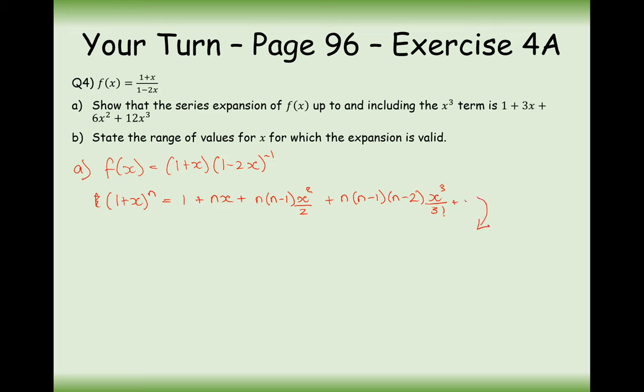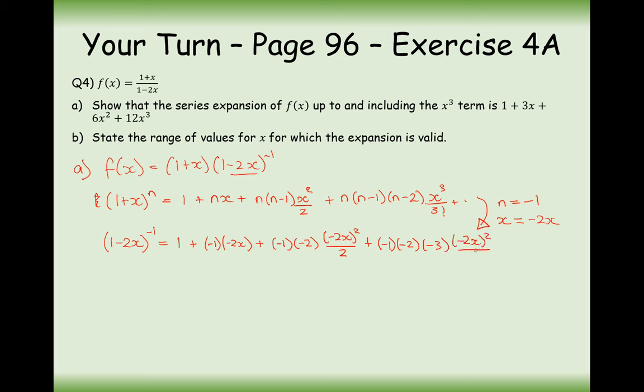So substituting in the terms now, n is minus 1, and x in this case is going to turn into minus 2x. I'm just going to deal with the second part of the expression first, and then we'll times it by 1 plus x afterwards. So, 1 minus 2x to the power of minus 1 is equal to 1 add minus 1 times minus 2x add minus 1 times minus 2 times minus 2x squared all over 2 plus minus 1 times minus 2 times minus 3 times minus 2x cubed all over 6.